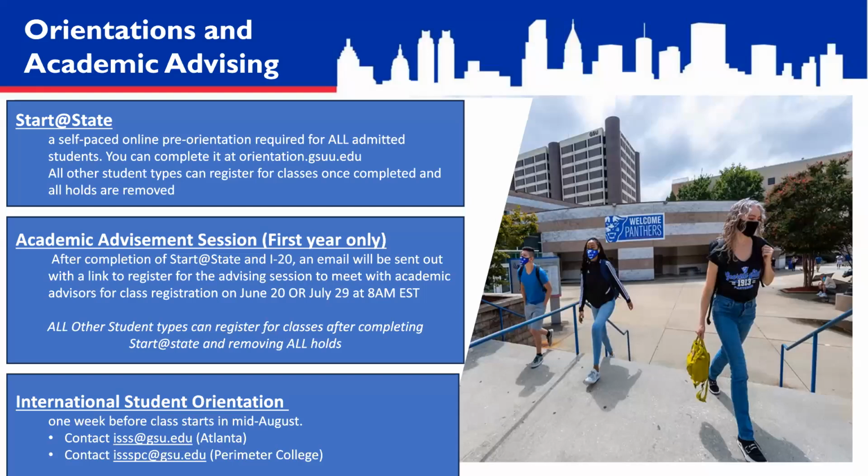3 orientations again: Start at State, advising session, International Students Orientation. The last one, again, contact the ISSS office. Those are their emails at the bottom. ISSS@gsu.edu for the Atlanta campus, ISSS@pc@gsu.edu for Perimeter College. Okay.